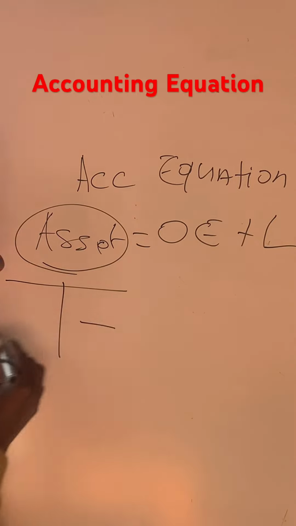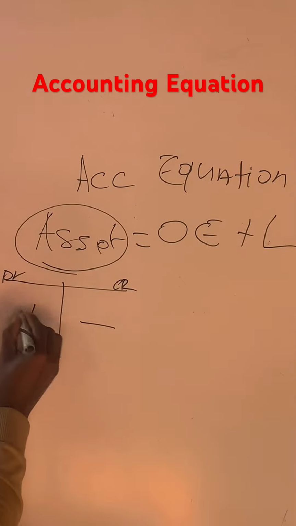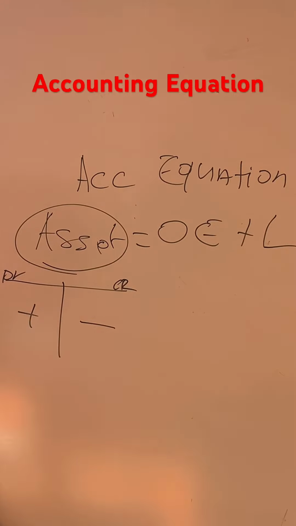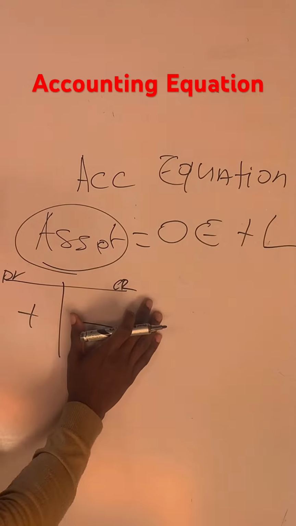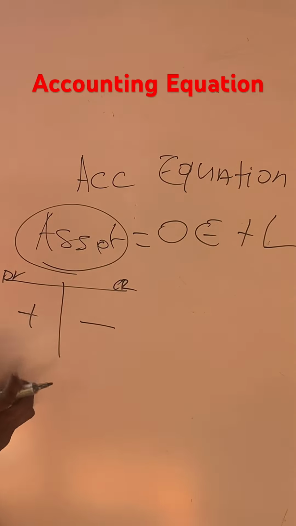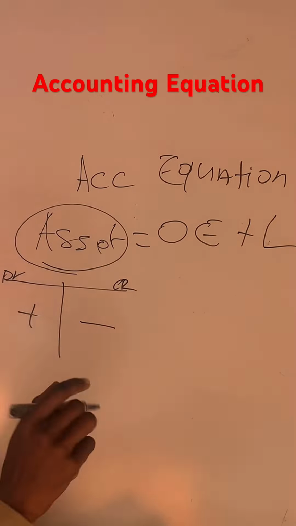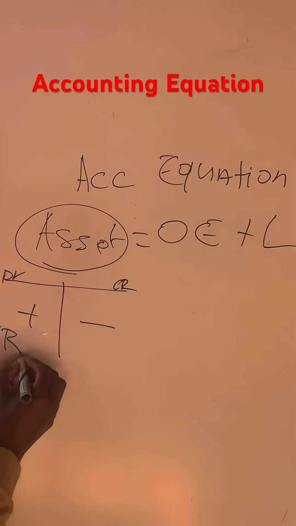Assets, in terms of the accounting equation, decrease on the credit side and increase on which side? On the debit side, meaning on our debit side we have plus, and on our credit side we have minus. Then our asset is being increased on the debit side. What increases our asset? It is the cash receipts journal.